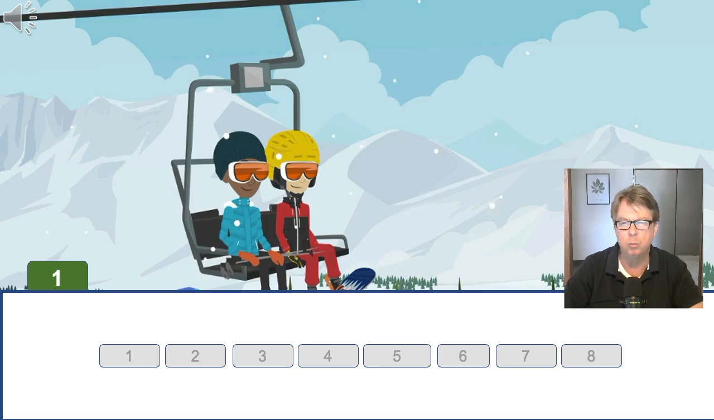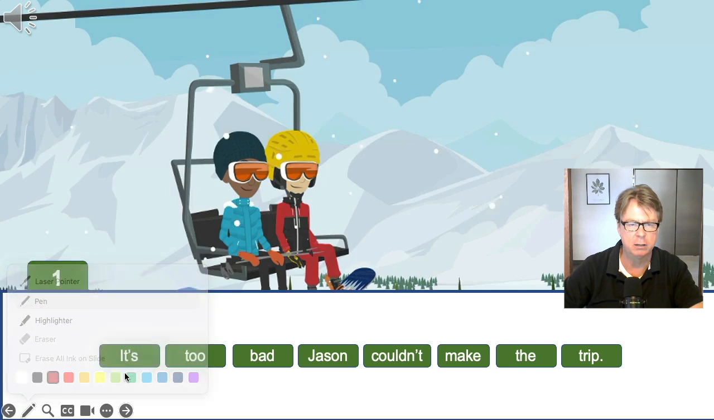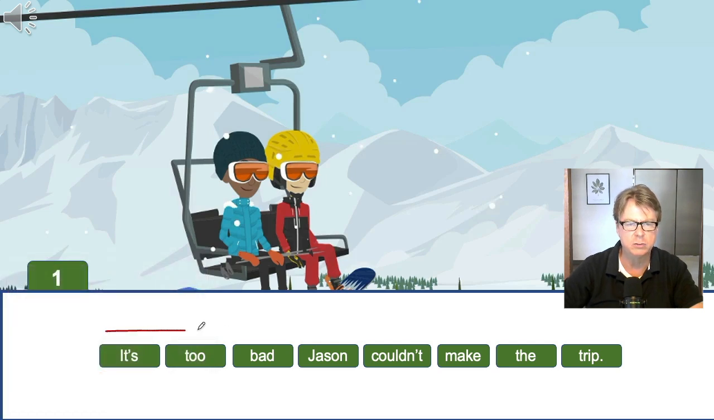Here's number 1. What words can you catch? It's too bad Jason couldn't make the trip. Listen one more time. It's too bad Jason couldn't make the trip. So she said, it's too bad Jason couldn't make the trip. And so, as we've learned in other lessons, we often chunk our words. So we have, it's too bad Jason couldn't make the trip.